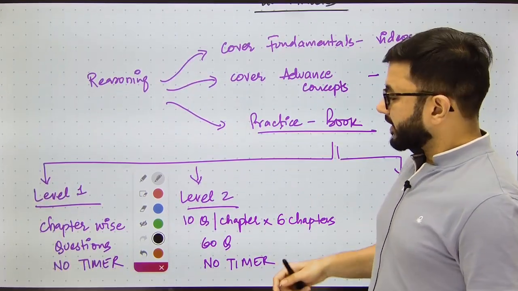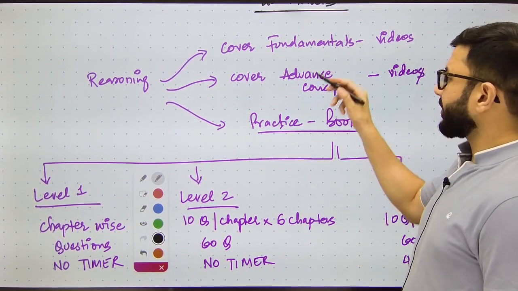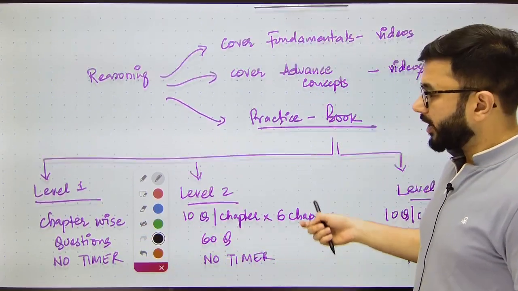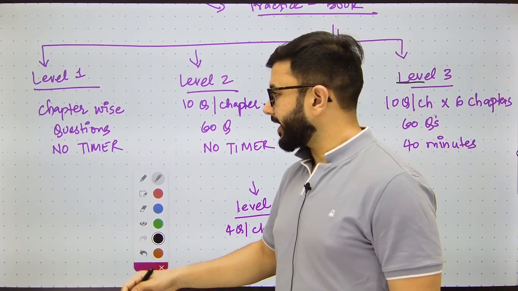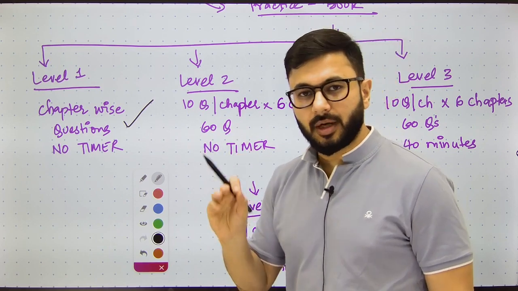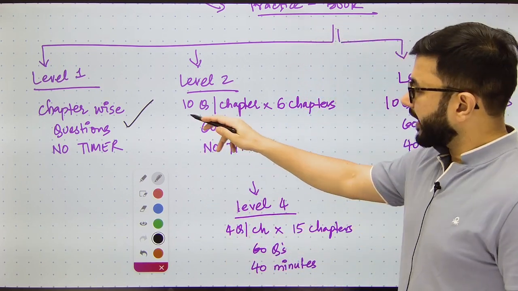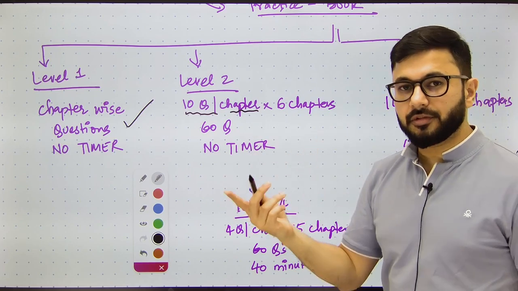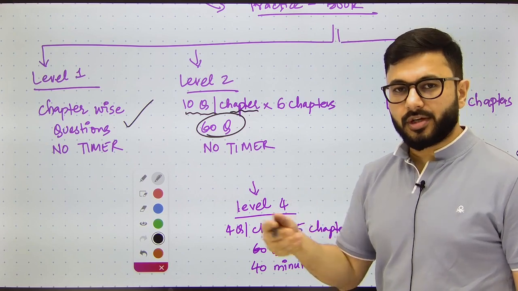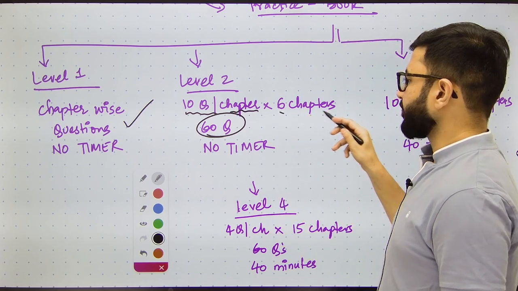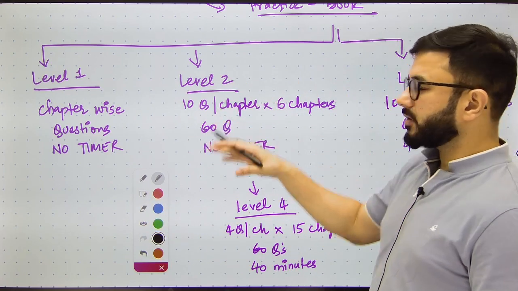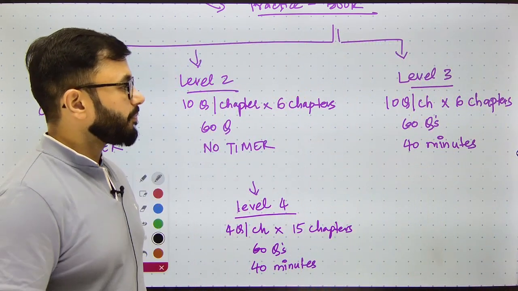Okay. Let's come to reasoning now. Reasoning is going to remain very similar. You cover fundamentals and advanced concepts through videos, and then you practice through the book. Now, when you are practicing through the book, you follow almost the same thing, just the number of questions and the time changes. So, first you start with chapter wise questions without any timer. Then you pick up 10 questions from every chapter instead of 5 questions. Now, you have 10 questions because you want to practice 60 questions. You want to get used to practicing 60 questions. Any 6 chapters and no timer. Timer has not been introduced. Once you are done with this for quite some time, then you come to level 3. Now, keep this in mind.